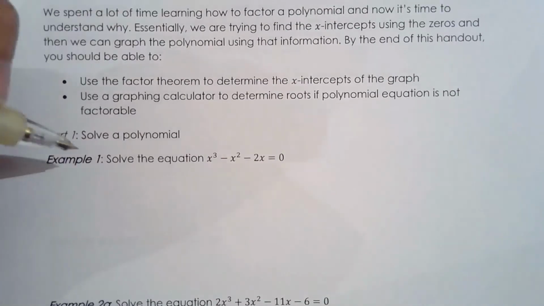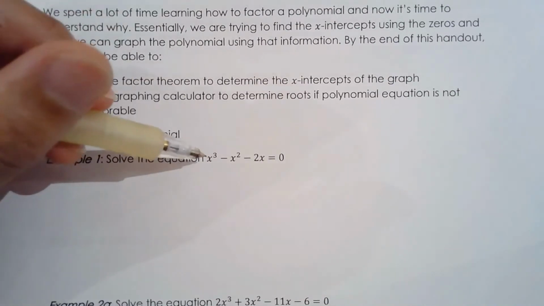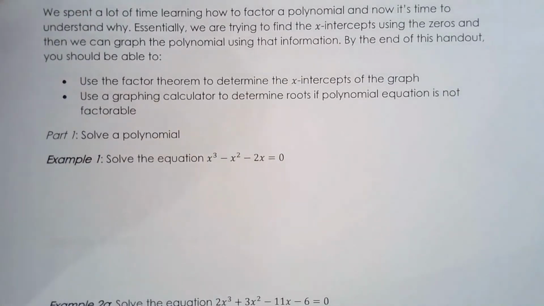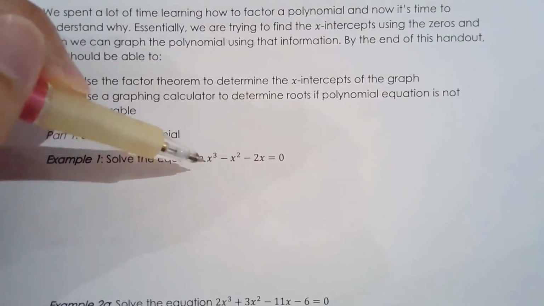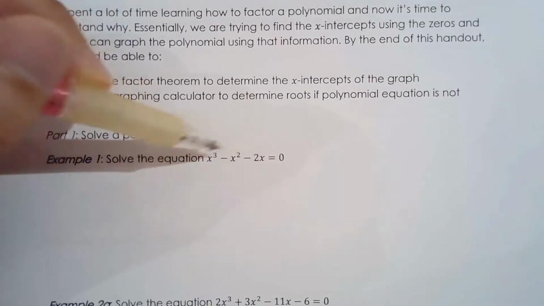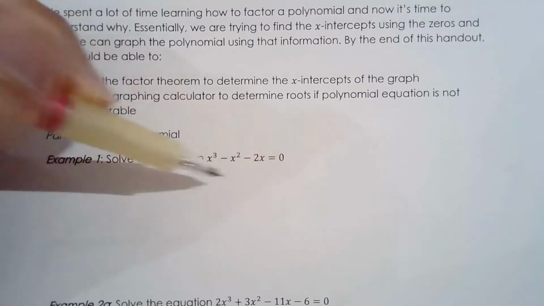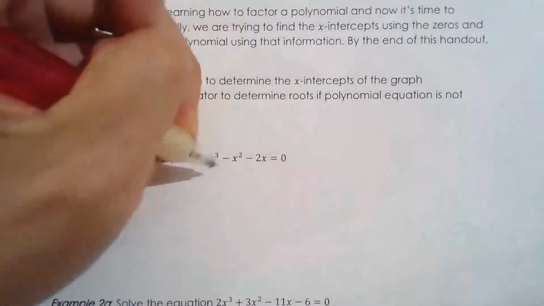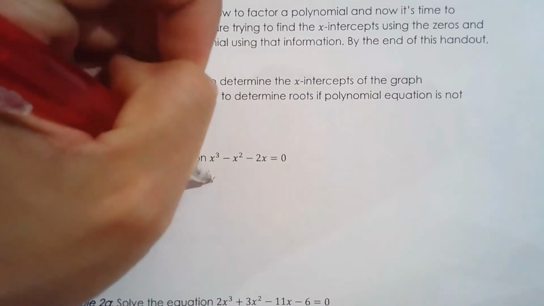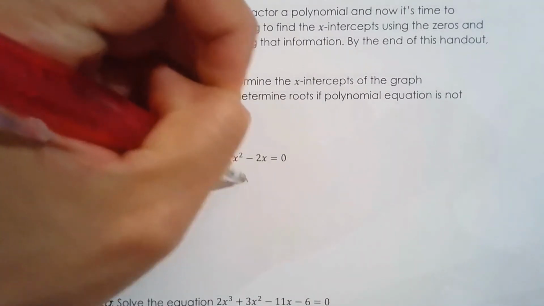So let's take a look at our first example. Solve the equation x cubed minus x squared minus 2x equals 0. So just like we said in grade 10, we really want to factor the left side of this equation. It's set equal to 0, beautiful, but we really want to factor the left side. Why do you want to factor the left side? I'll say in a second, but let's just fully factor.